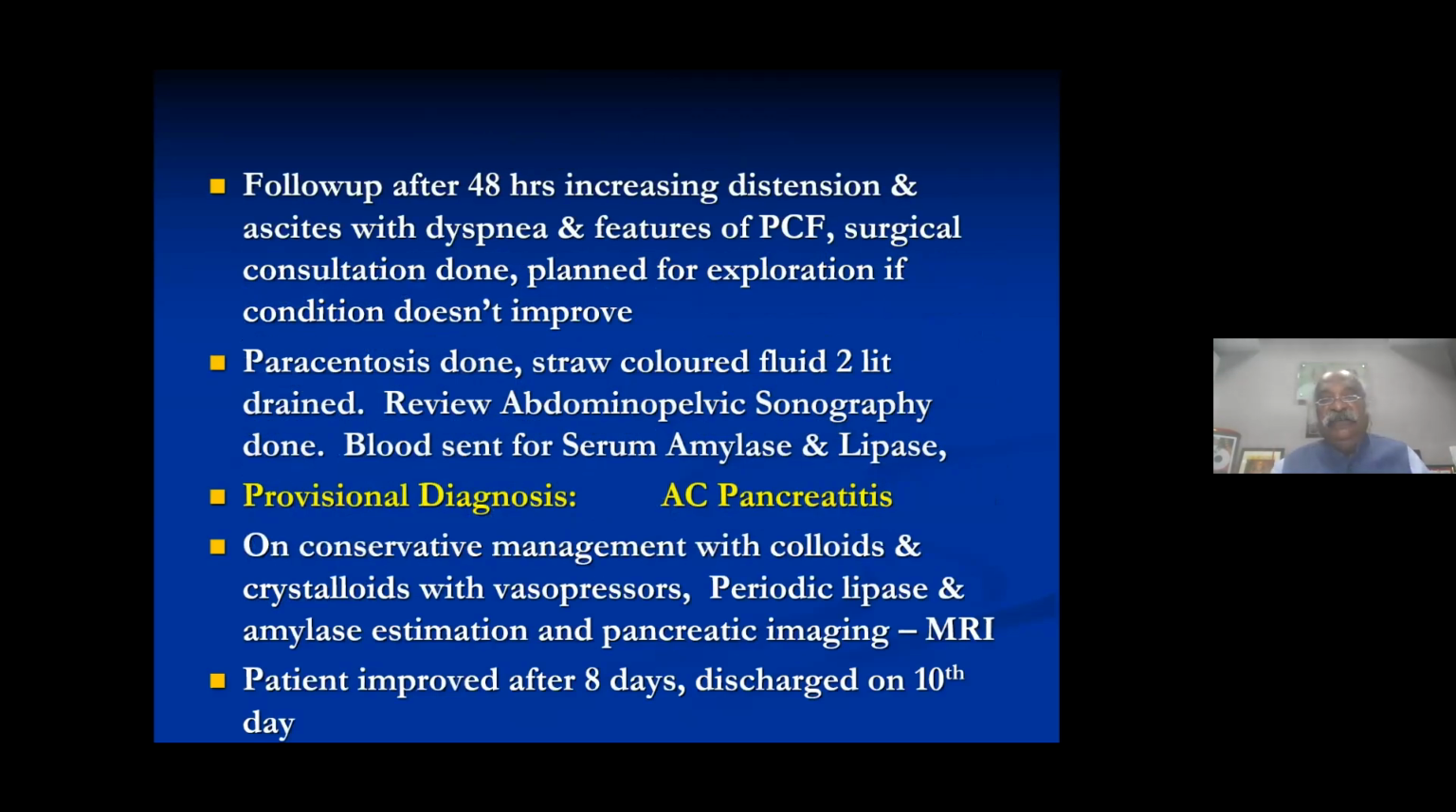Follow-up after 48 hours showed increasing distension and ascites with dyspnea and features of peripheral circulatory failure. Now the patient developed shock. Surgical consultation was done and exploration planned if the condition didn't improve. Paracentesis was done, 2 liters of straw-colored fluid drained, review abdominopelvic sonography done, and blood sent for serum amylase and lipase. I suspected there could be pancreatitis. Provisional diagnosis of acute pancreatitis was made. Conservative management with colloids and crystalloids with vasopressors, periodic lipase and amylase estimation, and pancreatic imaging by MRI was done, and the patient improved after 8 days and was discharged on the 10th day.